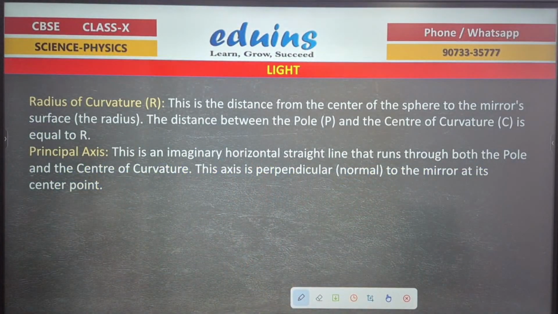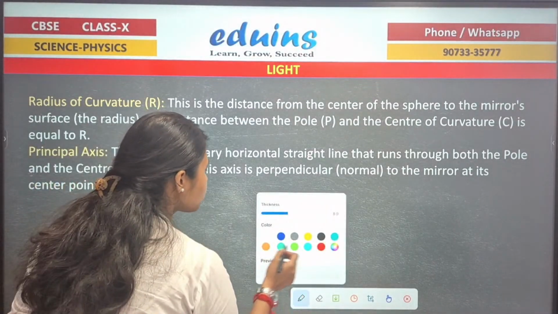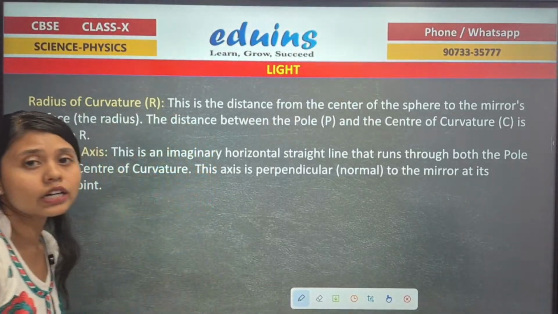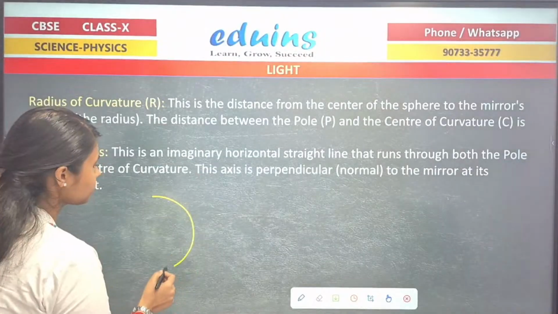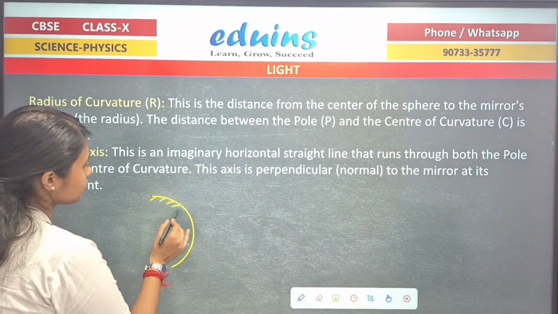Radius of curvature. We read about the center of curvature. Now, radius of curvature. This is the distance from the center of the sphere to the mirror surface, the distance between the pole and the center of curvature. So, at first we have to draw two pictures, one for concave and one for convex. Okay, so this is the convex mirror.